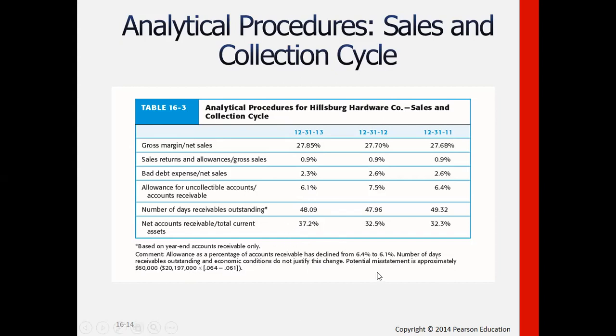And then the potential misstatement is approximately computed from the amount of our accounts receivable, and we get the difference between this 0.064 and 0.01. So for the two years ending 2011 to 2013, we get a misstatement of $60,000. Take note that's potential, not necessarily actual.